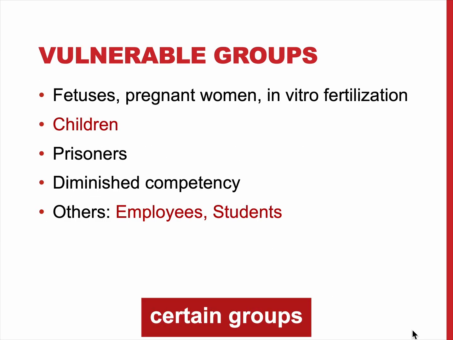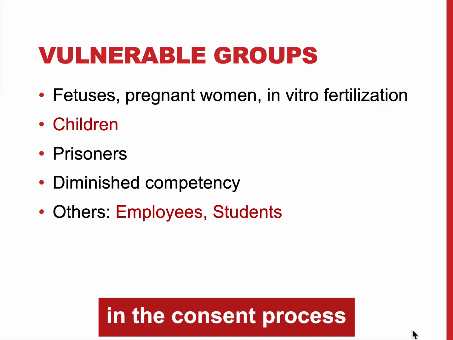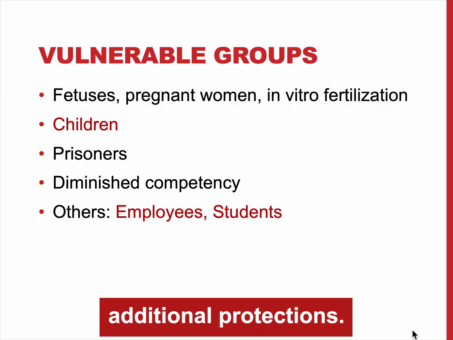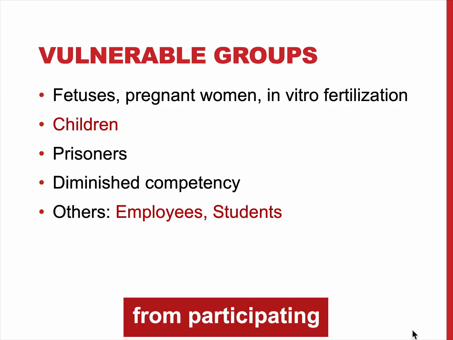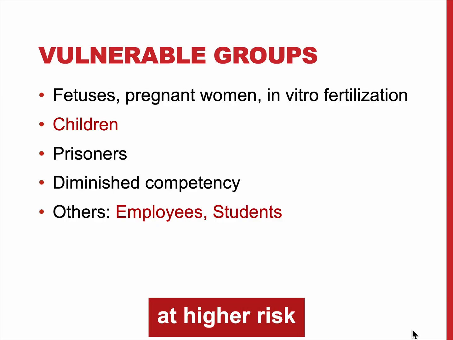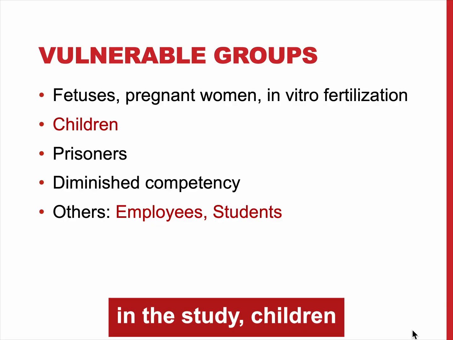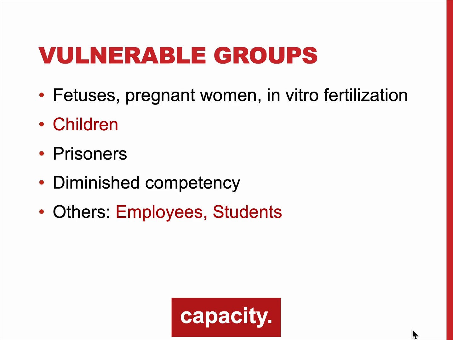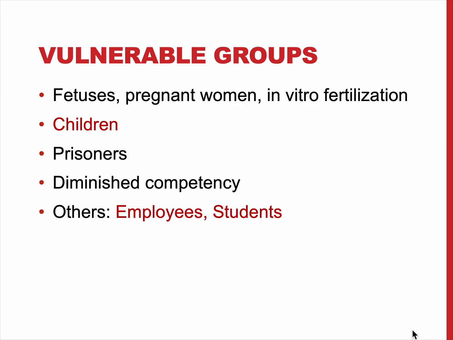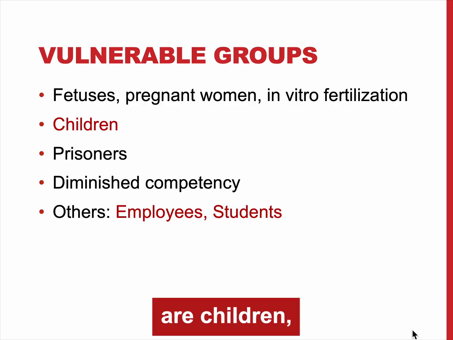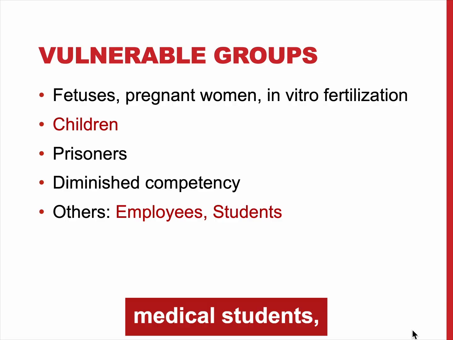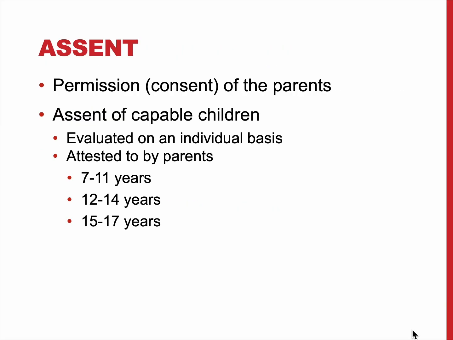The IRB considers certain groups as vulnerable in the consent process and warrant additional protections. These groups are at risk from participating in the study. They may be at higher risk than normal from study participation, for example, pregnant patients; not comprehend the risk of participating in the study, children and those with diminished capacity; or at risk for coercion to participate in the study, prisoners or students. The groups relevant to our research are children, employees, and students. Employees include faculty and nurses. Students include medical students, residents, and fellows.